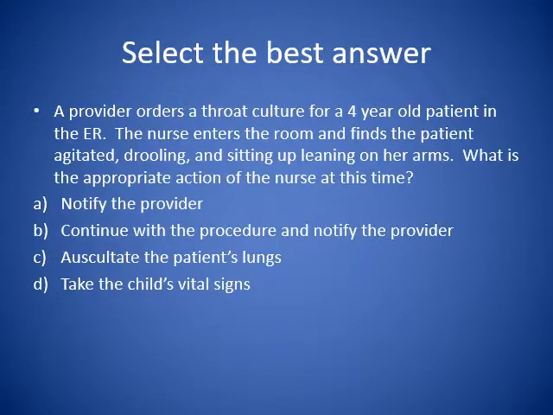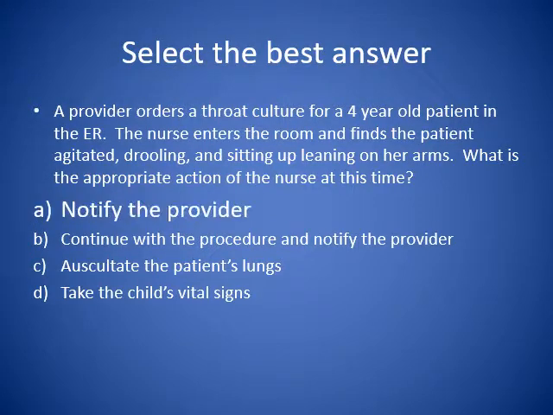So select the best answer. A provider orders a throat culture for a 4-year-old patient in the ER. The nurse enters the room and finds the patient agitated, drooling, and sitting up leaning on her arms. What is the appropriate action of the nurse at this time? A. Notify the provider. B. Continue the procedure and notify the provider. C. Auscultate the patient's lungs. Or D. Take the child's vital signs.